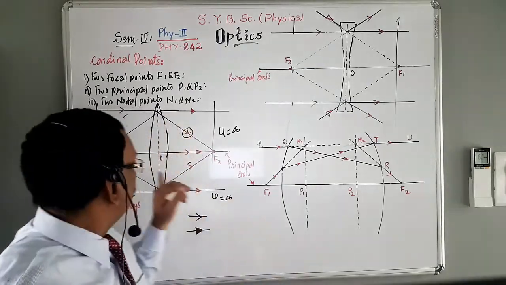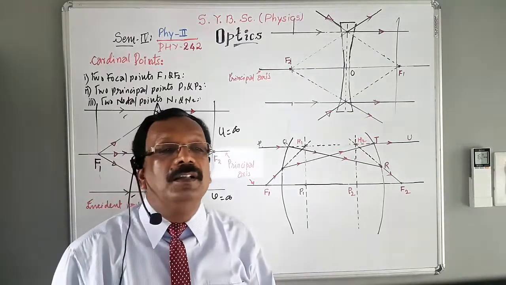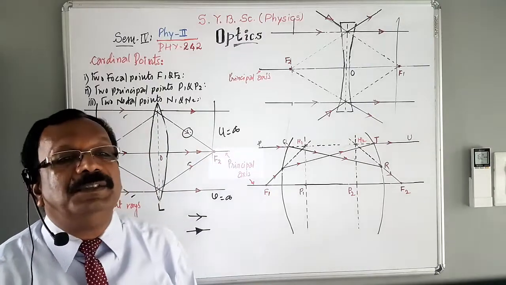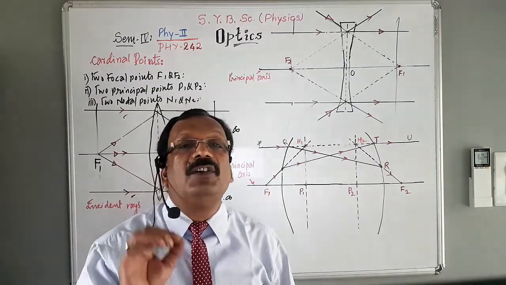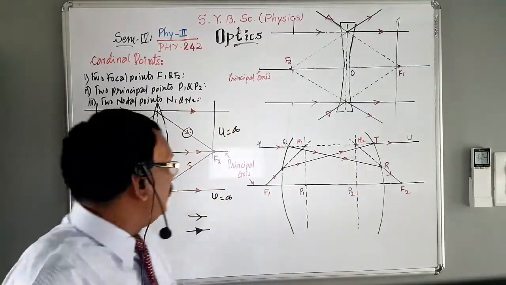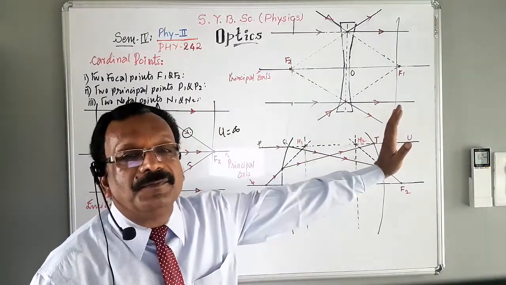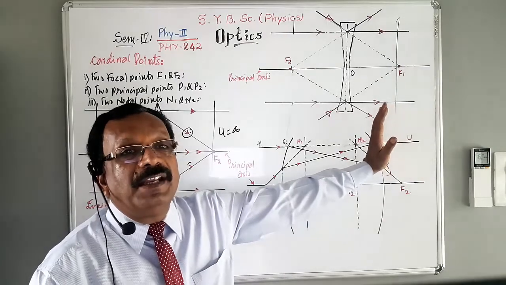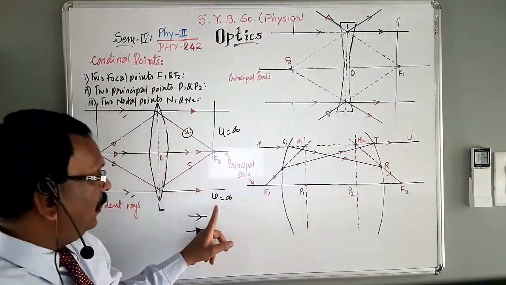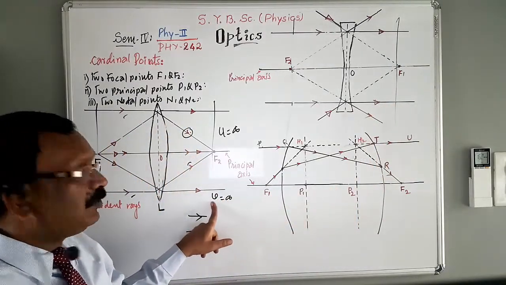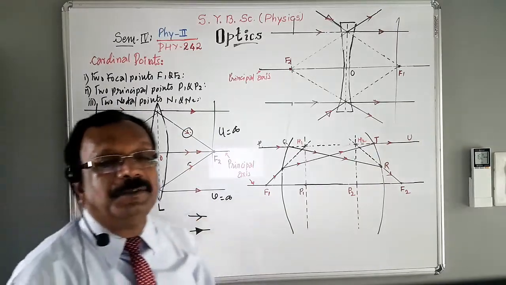So the point F1 is called the first focal point or first principal focus, and is the position of the object whose image is formed at infinity, or infinite distance. So this is the distance of the image: v is equal to infinity.